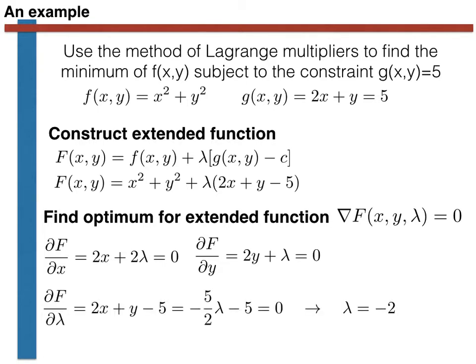We can thus rearrange and find that lambda is equal to minus 2. If this is then substituted into the expressions obtained when the function was differentiated with respect to x and y, we get the values of x and y at our constrained optimum. For the problem shown here, we have that x equals 2 and y equals 1 at the constrained optimum.